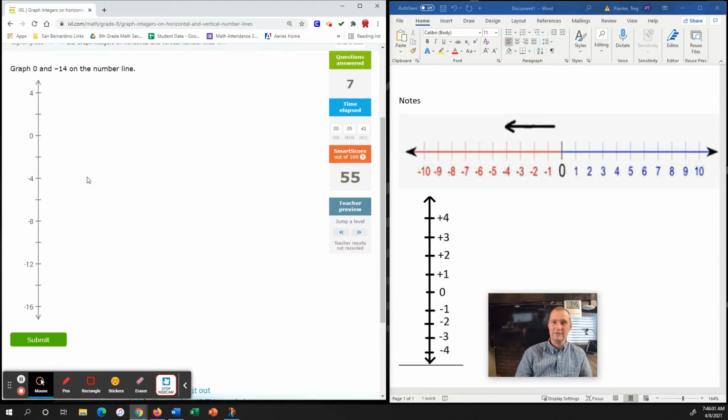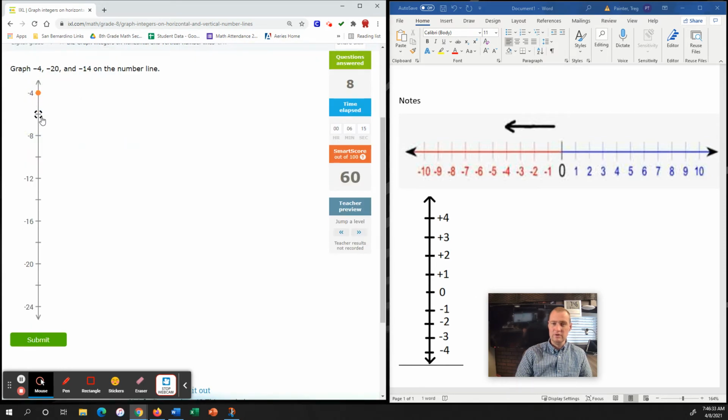All right, we're going to graph 0 and -14 on the number line. So 0 is given to us. Looks like we go from 0 to unknown to -4. Halfway between 0 and -4 is -2. So we are counting by 2's in a smaller direction. So here we go, -2, -4, -6, -8, -10, -12, -14. So -14 lands right between -12 and -16. So excellent. There we go.